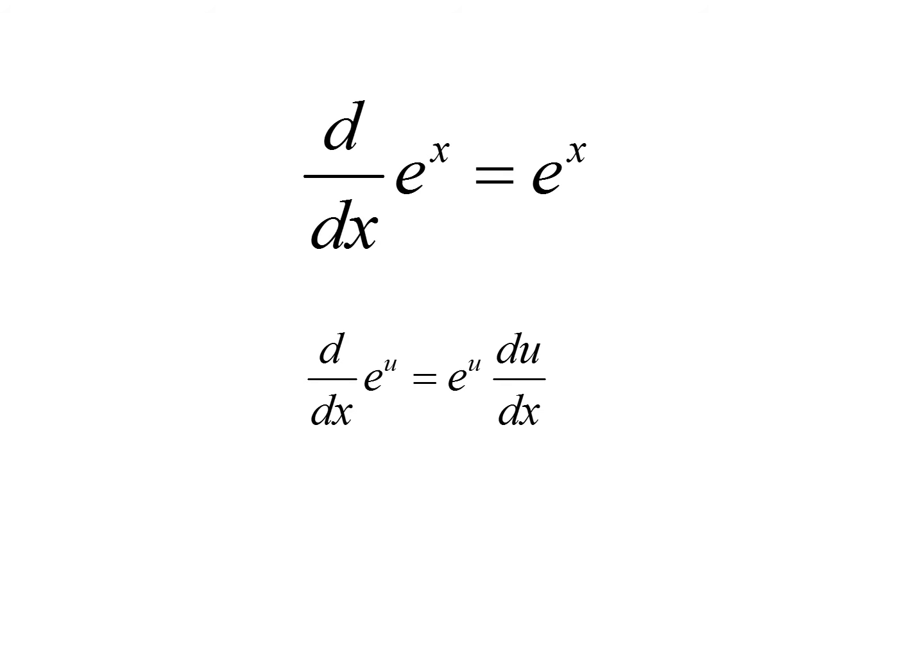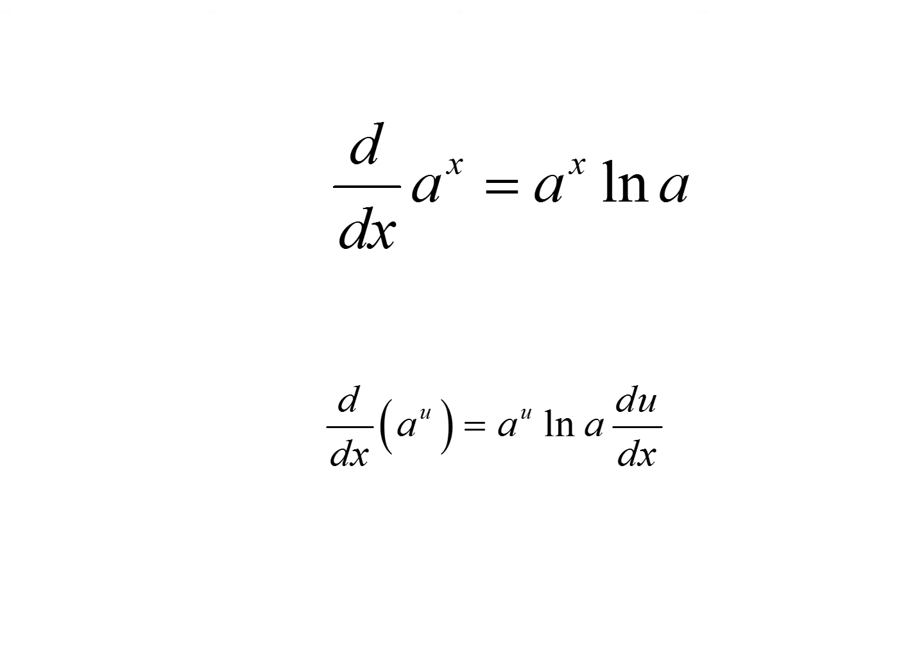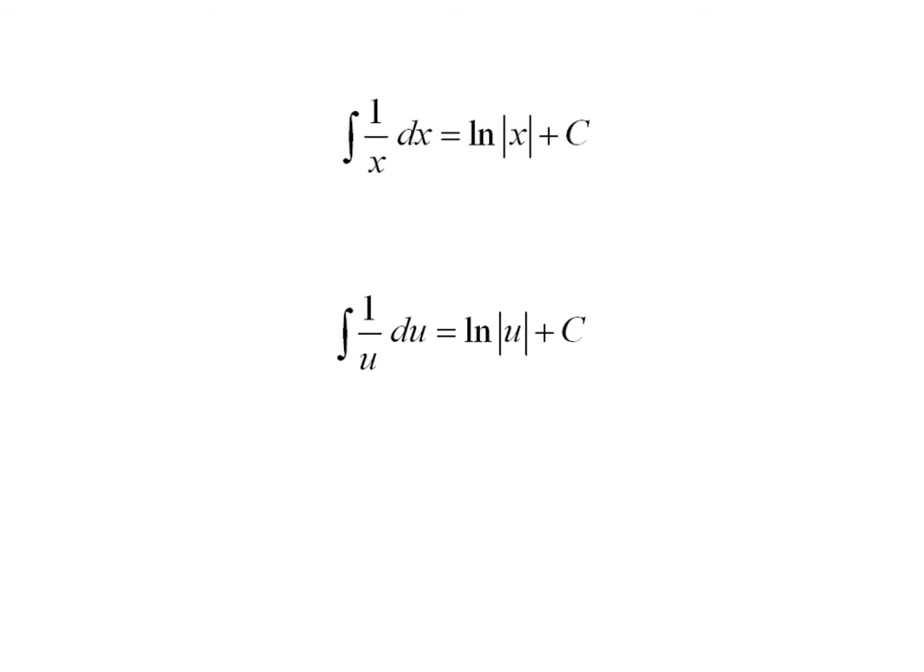The derivative of e to the x is e to the x, and using chain rule, it's e to the u du dx. The derivative of a to the x is a to the x natural log of a. And again, we want to use that same thing with chain rule. Similarly, the integral of 1 over x dx is the natural log of x plus c.